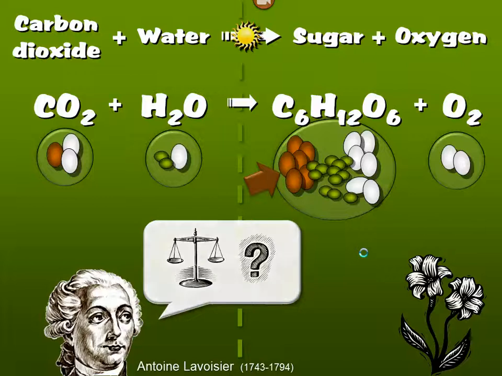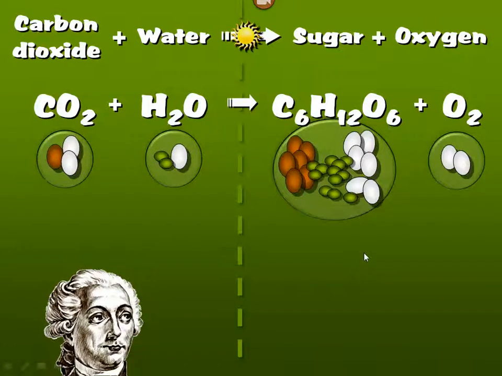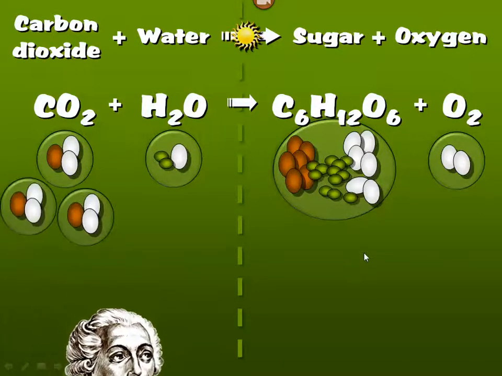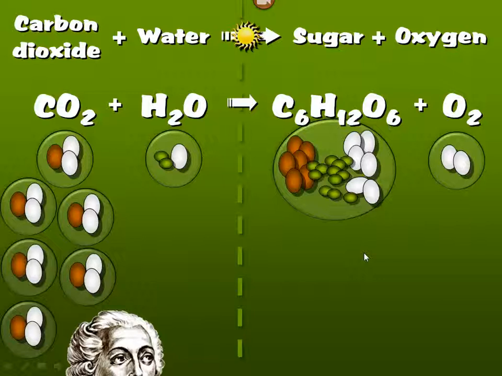Well, the solution comes when we start to think outside the molecule. If we add more molecules of carbon dioxide, in fact, if we have 6 molecules of carbon dioxide, we can then have a total of 6 carbon atoms on the reactants side of the equation and 6 carbon over here. All right, so our carbon's balanced.